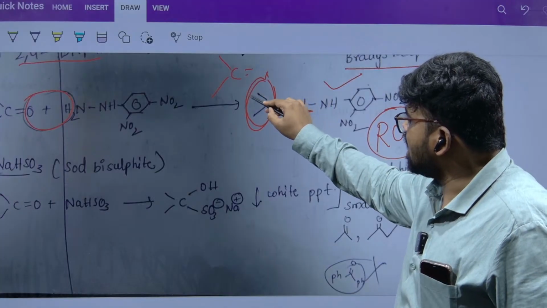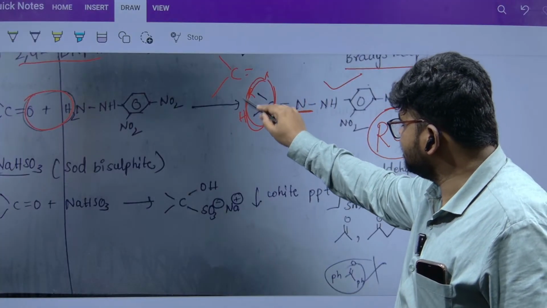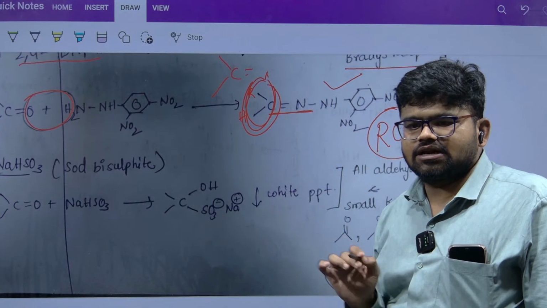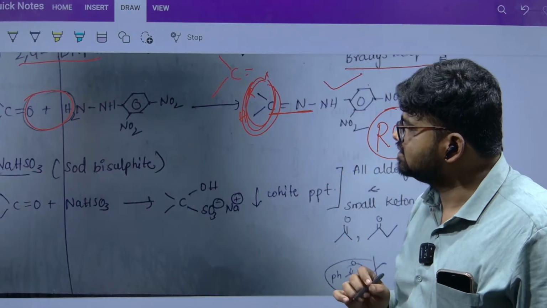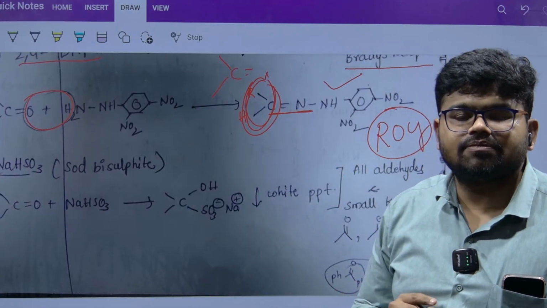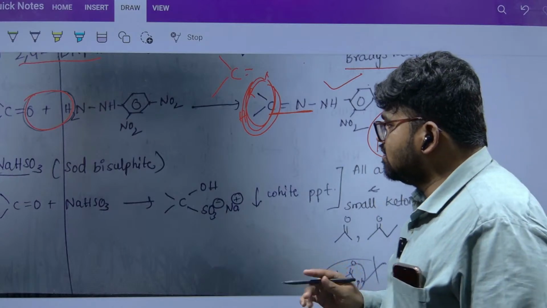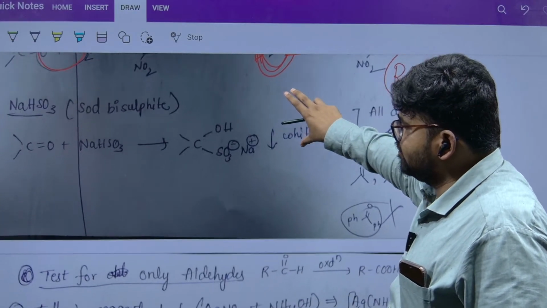Here R may be attached, H may be attached. It depends on that. Any of this particular PPT you get, then we call it as the 2,4-DNP test. Once you go through the notes clearly, you will get this point.